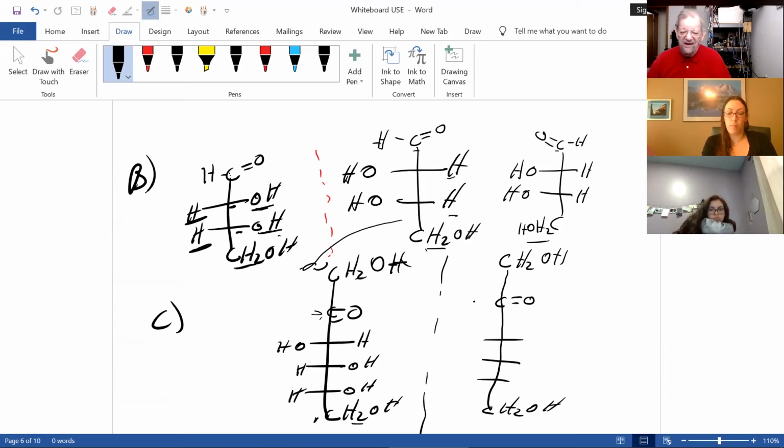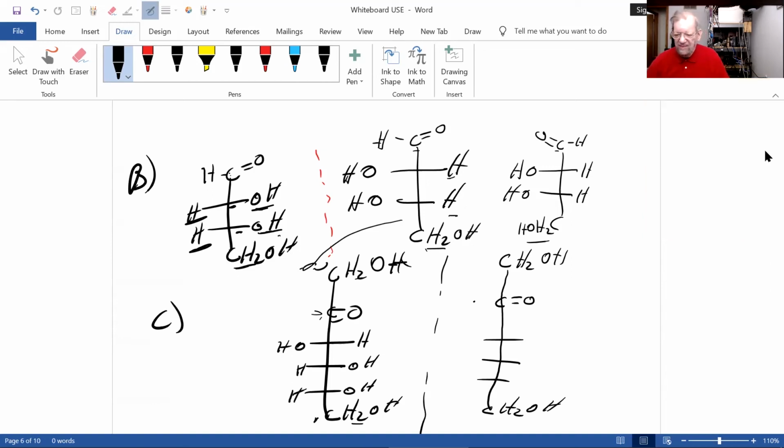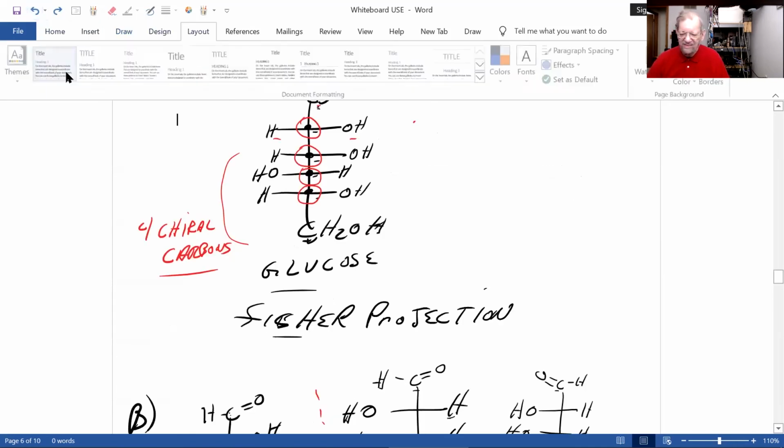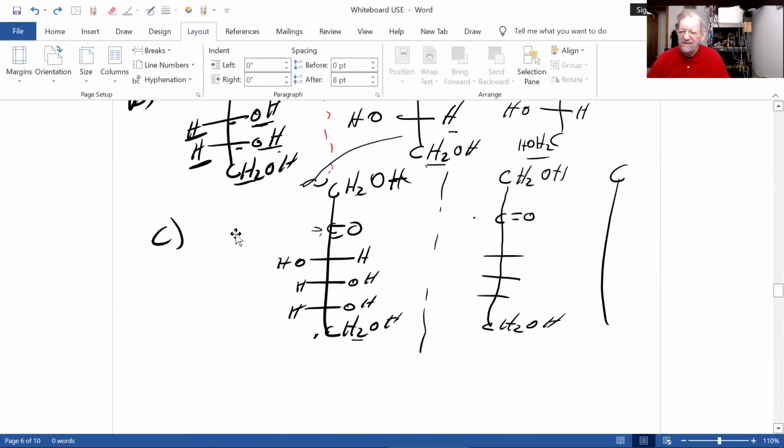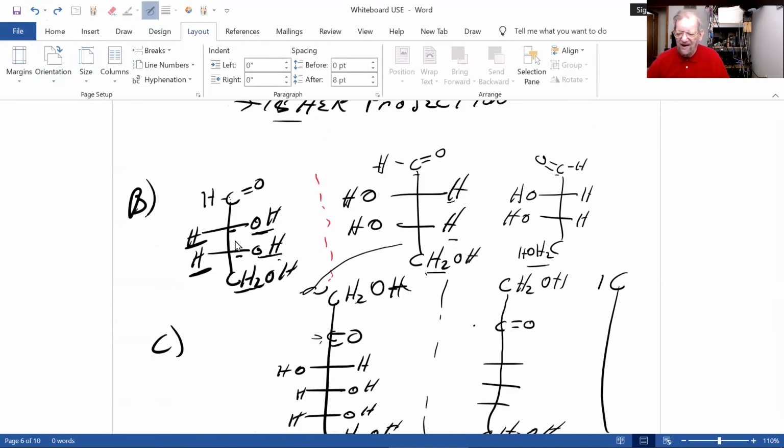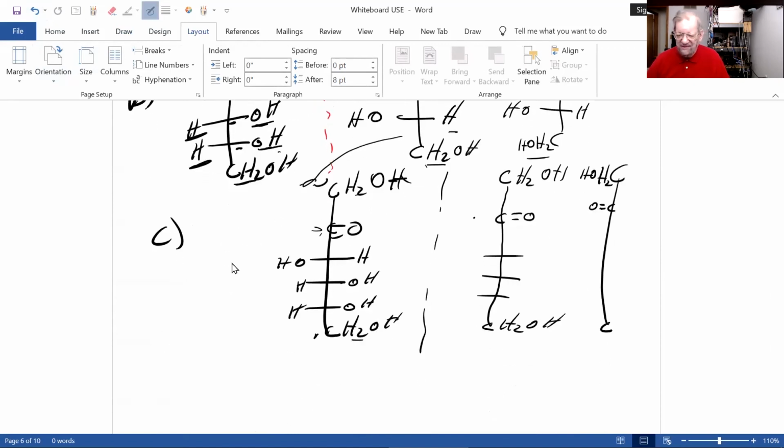You wanted to write the hydrogens here, OH, and the carbonyl here on this side. That's okay. You don't have to. Same thing at the bottom here.